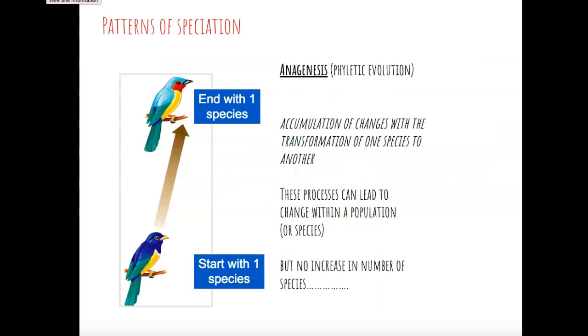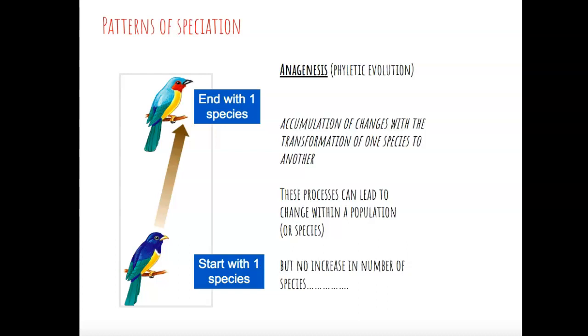So when we're talking about different patterns of speciation, there are two different possible ways that this can happen. The first one is called anagenesis or phyletic evolution. And this is where you have one species and then you accumulate changes through those microevolutionary processes like natural selection and mutation and things like that. And those processes can lead to a change in that population or species that creates a new species that is completely different from the first species. So you start with one species and that species evolves into a completely different species over time.